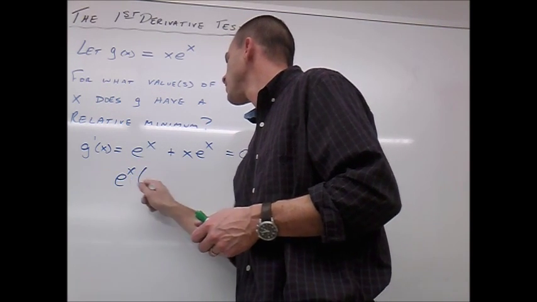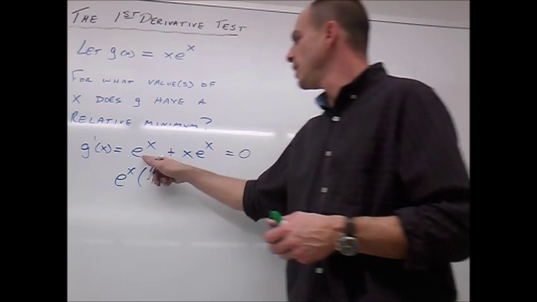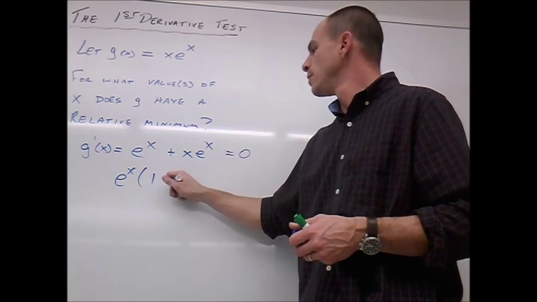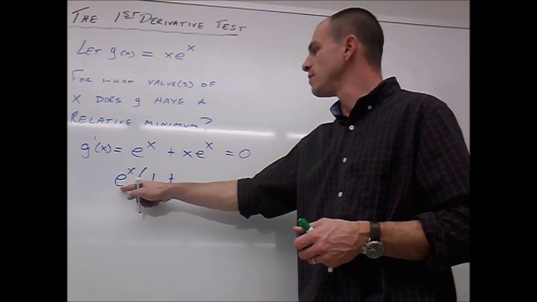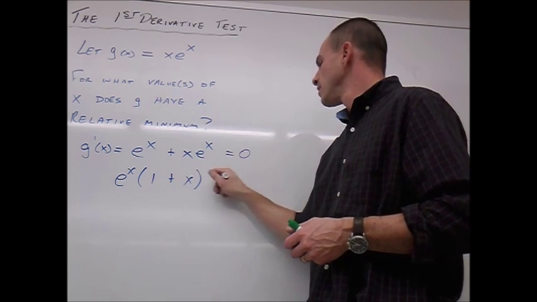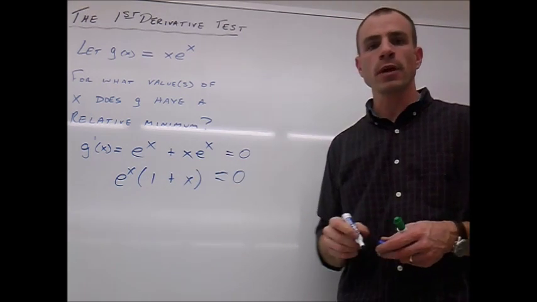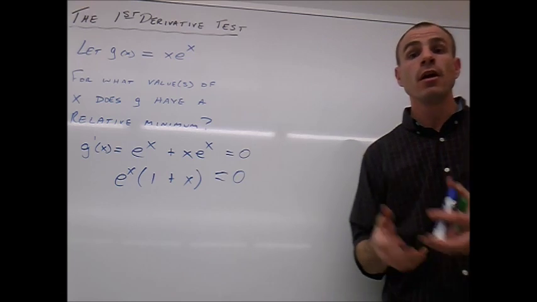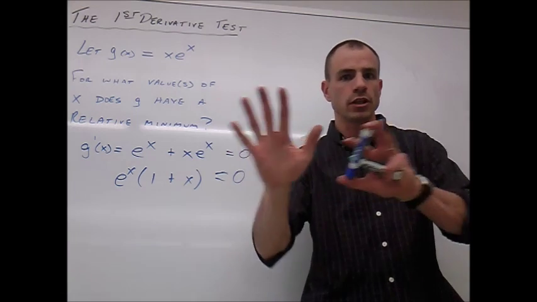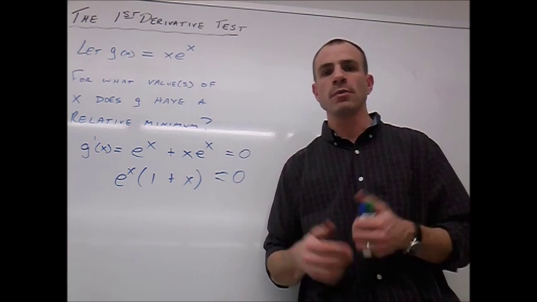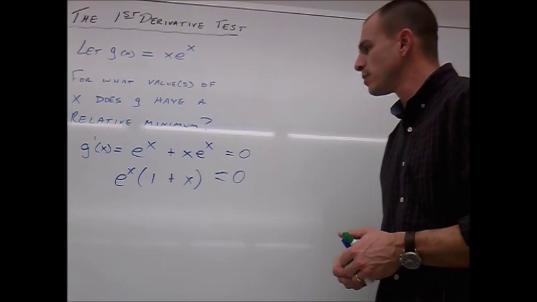All right, if I pull e to the x out, I am left with 1. E to the x divided by e to the x is 1. Plus x e to the x divided by e to the x is just x. And that's equal to 0. Okay, that's good. We have a product which is equal to 0. Whenever we have a product which is equal to 0, we just look at the two parts and see what, if any times, what values of x cause each of these parts to be equal to 0.